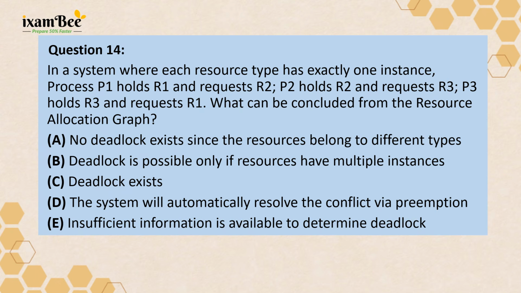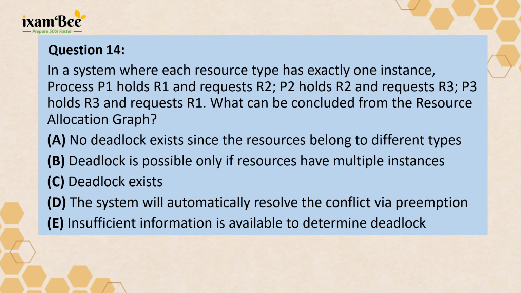Now in this question, in a system where each resource type has exactly one instance, process P1 holds R1 and requests R2. P2 holds R2 and requests R3. P3 holds R3 and requests R1. What can be concluded from the resource allocation graph?